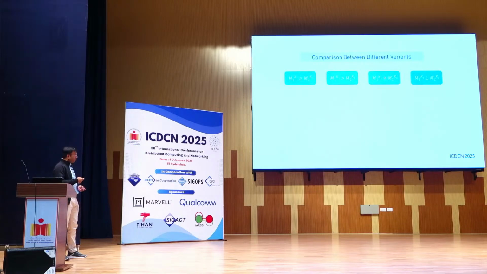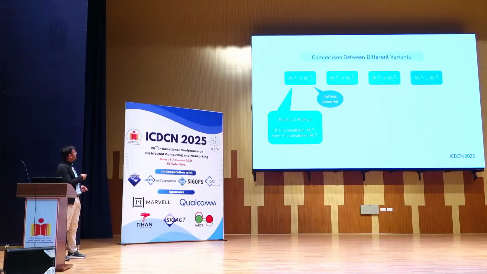Next, the definition of these comparisons. We say one variant M1 K1 is greater than or equal to, or not less powerful than, the other M2 K2 when the problem set for this variant M1 K1 contains the problem set of the other one. That means any problem that is solvable in M2 K2 is also solvable in M1 K1. So then we say it's not less powerful.